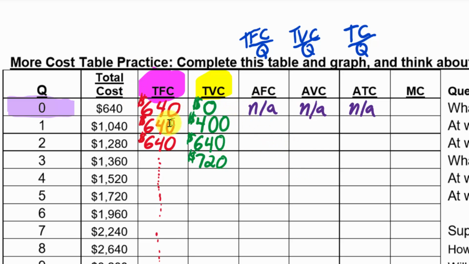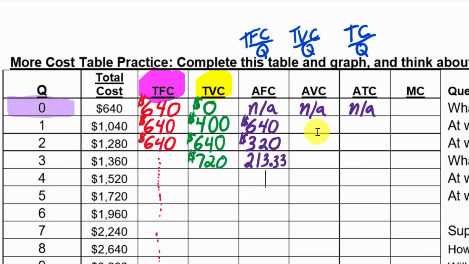Average fixed costs when we're producing 1 unit is going to be the 640 divided by 1. That's telling us we're spending $640 per 1 unit, since there's only 1 of them. But when we're producing 2 units, we take that 640 and we divide it by 2. $320 each is how much it costs us for our fixed costs. 640 divided by 3 is going to give us $213.33. Just dividing that $640 by 3, 4, 5, 6, 7, 8, 9, 10 units, right?